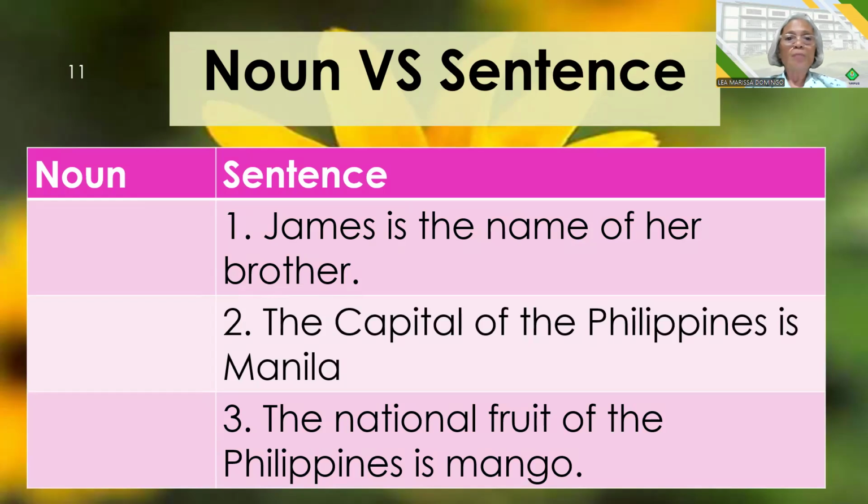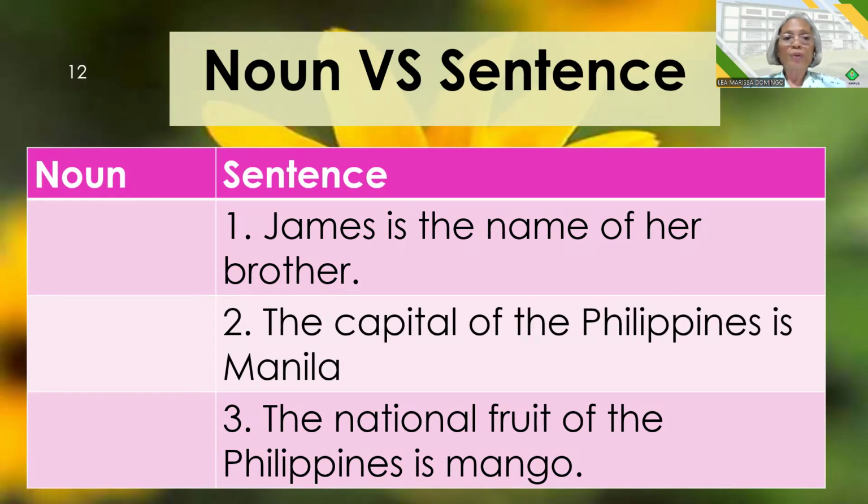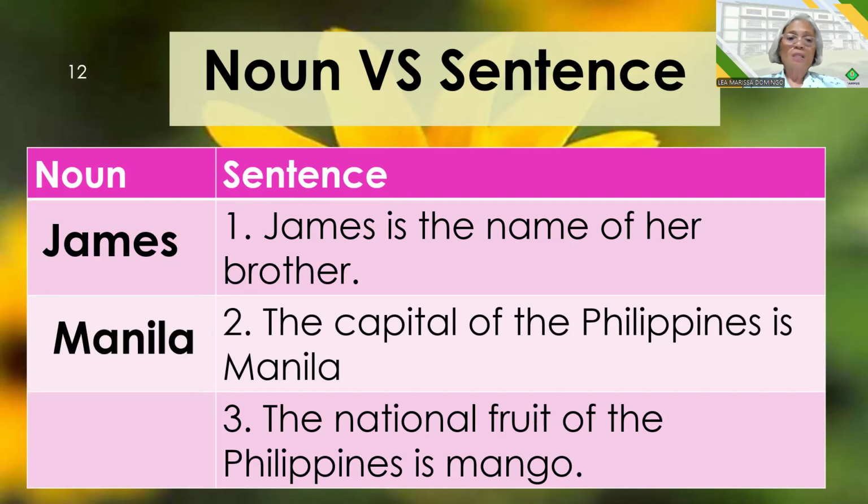So, halimbawa ng mga nouns versus sentences. So, we compare nouns and sentences here. So, James is the name of her brother. So, James is the noun. The capital of the Philippines is Manila. So, Manila is the noun. And the national fruit of the Philippines is mango. So, James, Manila, and mango here are the subjects of the sentences.